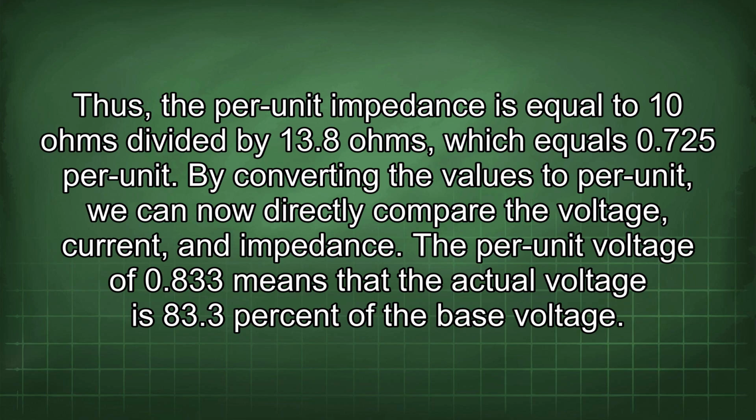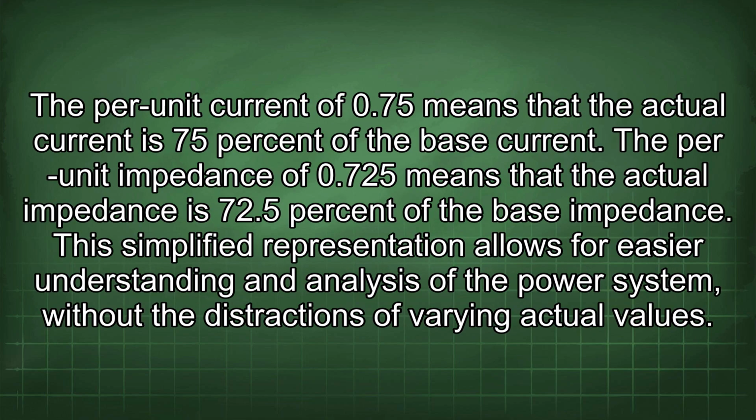The per unit voltage of 0.833 means that the actual voltage is 83.3% of the base voltage. The per unit current of 0.75 means that the actual current is 75% of the base current. The per unit impedance of 0.725 means that the actual impedance is 72.5% of the base impedance. This simplified representation allows for easier understanding and analysis of the power system without the distractions of varying actual values.